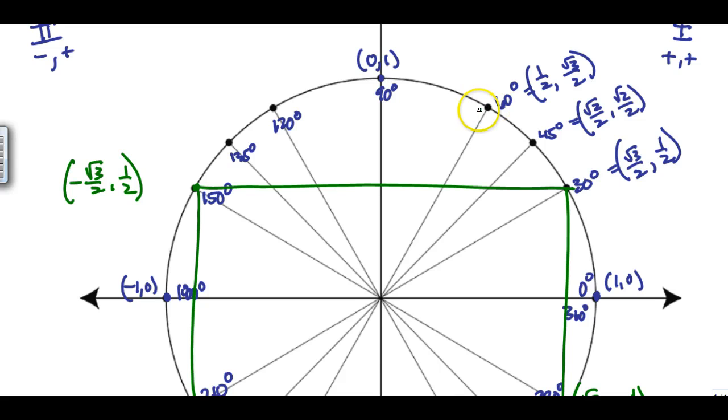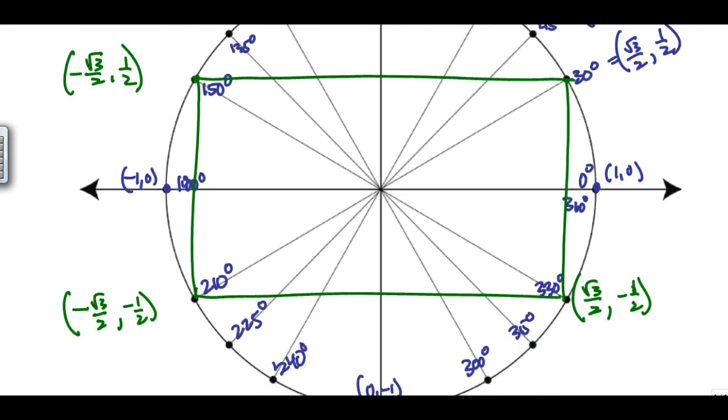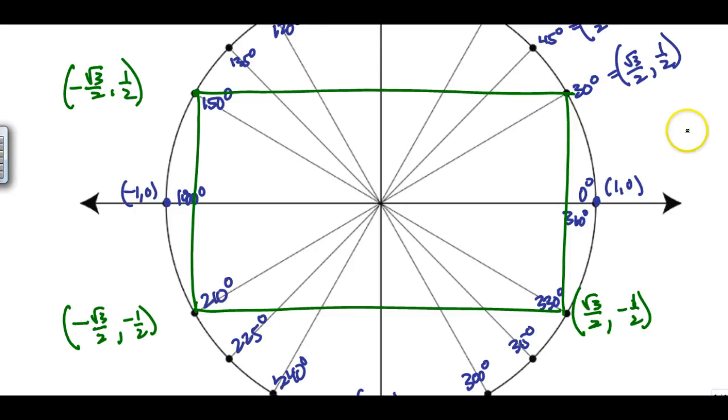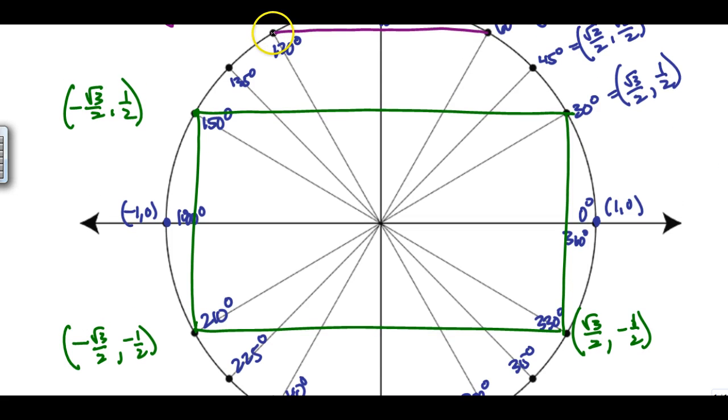Let's jump up now and do the 60s next. The ones that go with 60 are the ones that hug the y-axis. So 60 goes with 120. So 60 is 1/2 for cosine, square root of 3 over 2 for sine. So the 120 is going to have that same structure of 1/2 for cosine, square root of 3 over 2 for sine. But now that we're in quadrant 2, the 1/2 needs to switch to being negative. Those two coordinates are going to connect with 240 and 300.